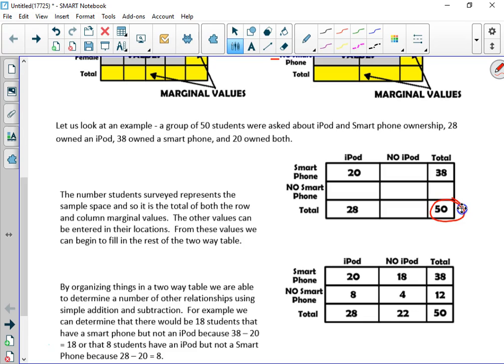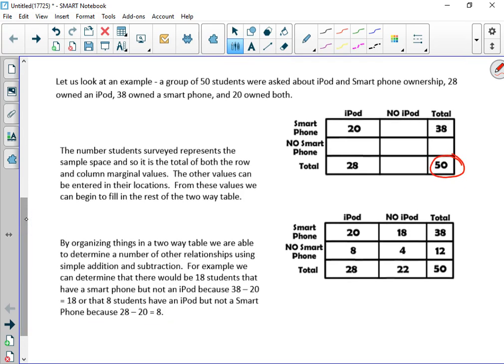From these tables, we can begin to fill in the rest of the table. So, just looking here, we had 28 total iPods, and 20 people had a smartphone. That means 8 had no smartphone. Now you can go any way you want. If this total is 50 and 28 had iPods, that means 50 minus 28 is 22. Right there. Also, if there are 38 total smartphones and 20 iPods, subtract and you get 18.